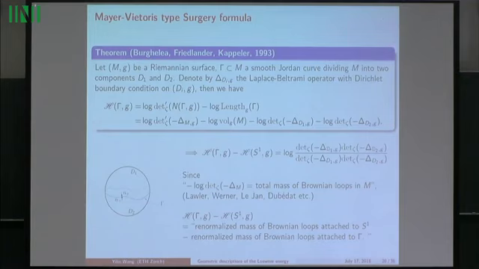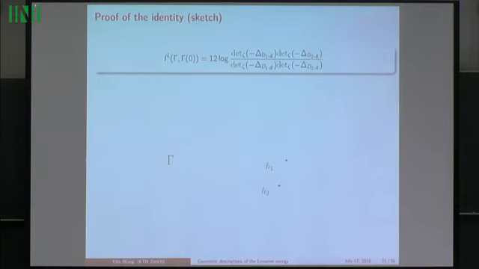Then you have this interpretation: the difference H of gamma minus H of S1 is like the total renormalized mass of Brownian loops attached to the circle minus the renormalized mass of Brownian loops attached to gamma. There is a way to make precise sense of this equality, and I will talk about it later after the proof of the previous theorem. Sorry for this. So now let's look at this identity. We're going to see why the Loewner energy equals this log.